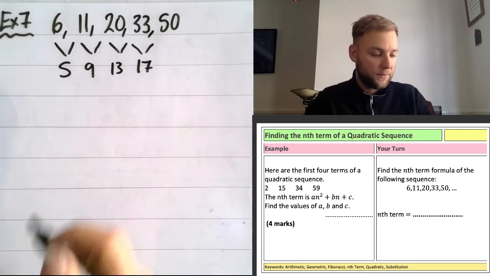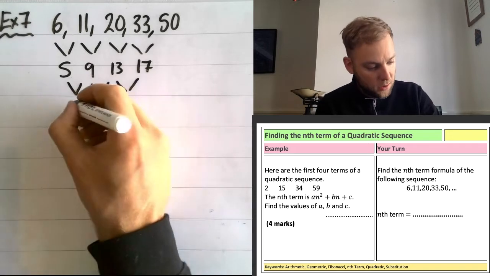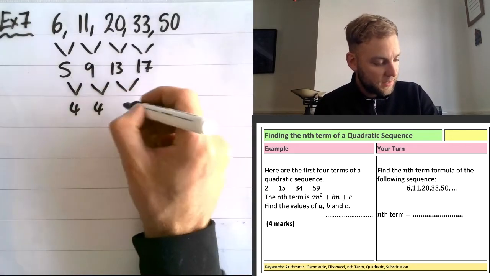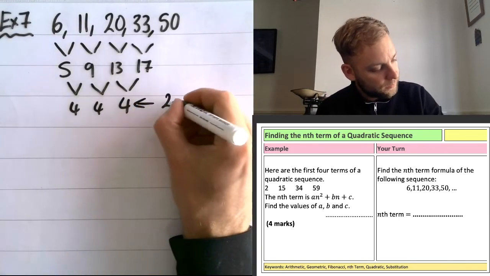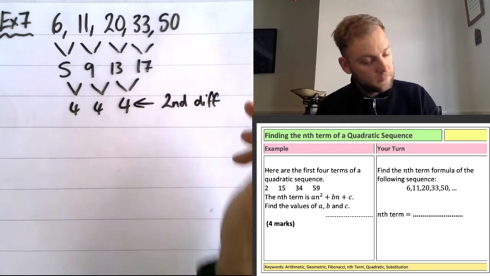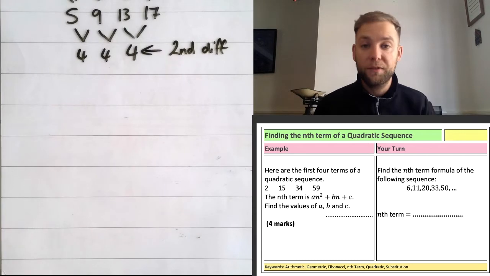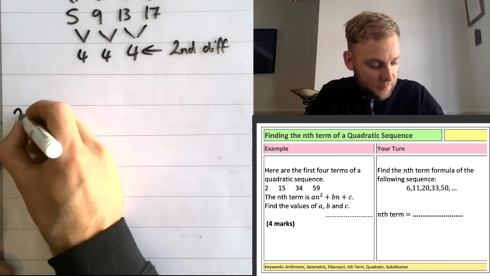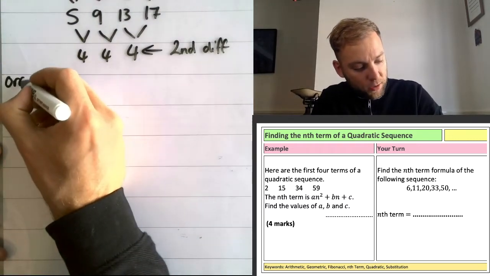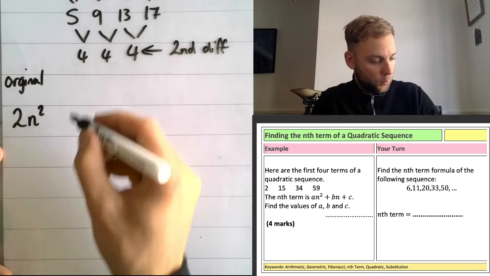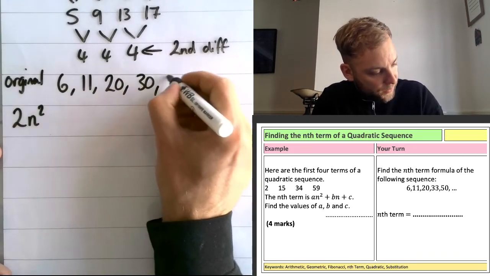So it's not going up by the same thing, so I find my second difference here, which is 9 take away 5, which is 4, 13 take away 9, which is 4, 17 take away 13, which is 4. Brilliant. So this is my second difference. Super. Now remember, the number in front of your n squared is half of the second difference. So in this case here, it's going to be 2n squared. I also write down my original sequence, which was the 6, 11, 20, 33 and 50.